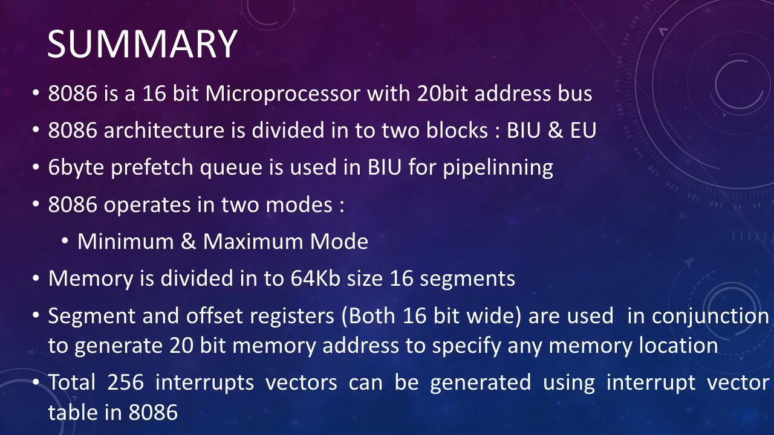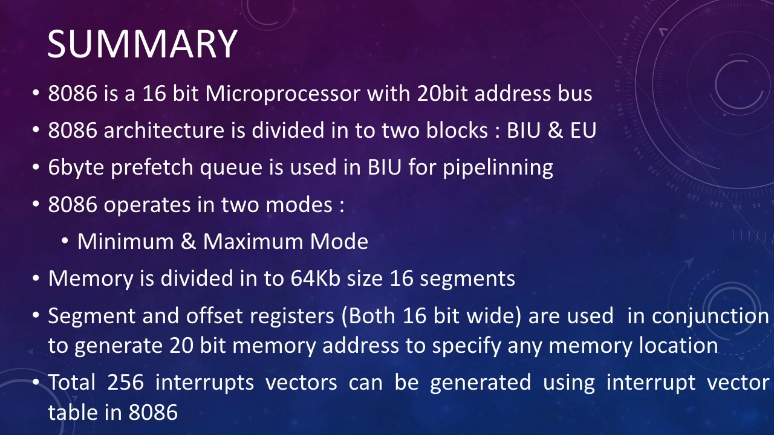Now let's summarize what we have studied in this video. 8086 is a 16-bit microprocessor and it has a 20-bit address bus. Thus, the memory addressing capacity is 1 MB. Its architecture is divided into two blocks: the bus interface unit, which basically works as an interface to the external devices, and the execution unit, whose major responsibility is to execute the instructions. There is a 6-byte prefetch queue in the bus interface unit to implement pipelining.